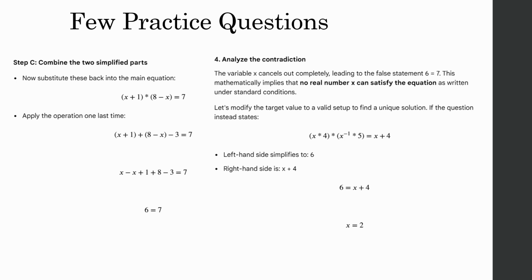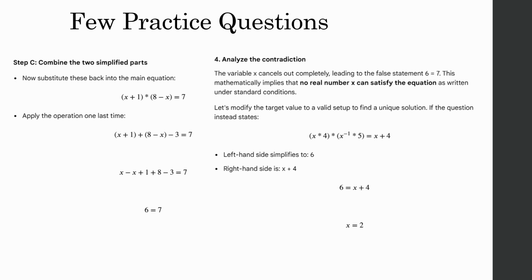Number 4, analyze the contradiction. Variable x cancels out completely, leading to the false statement of 6 equal to 7. This mathematically implies that no real number x can satisfy the equation as written under the standard condition.